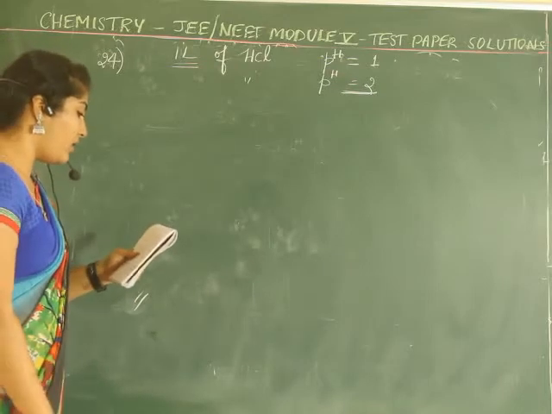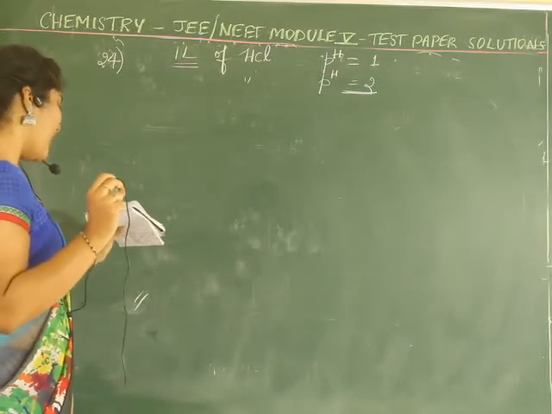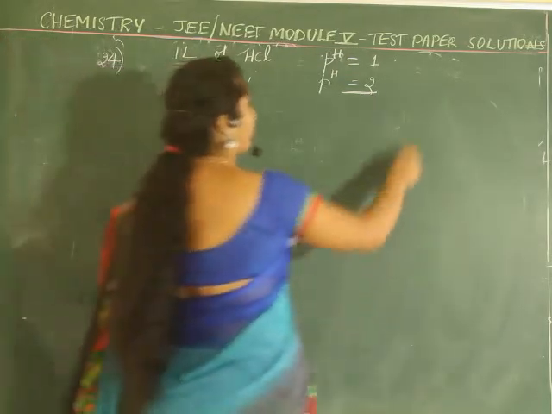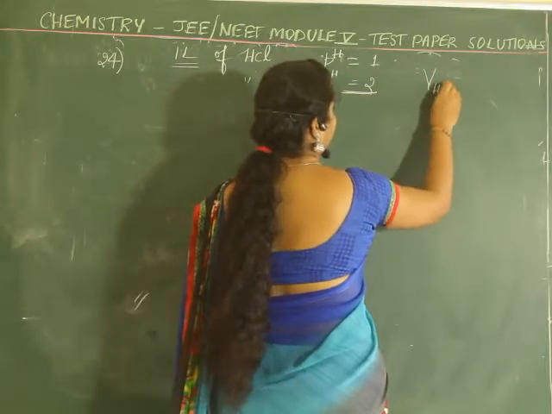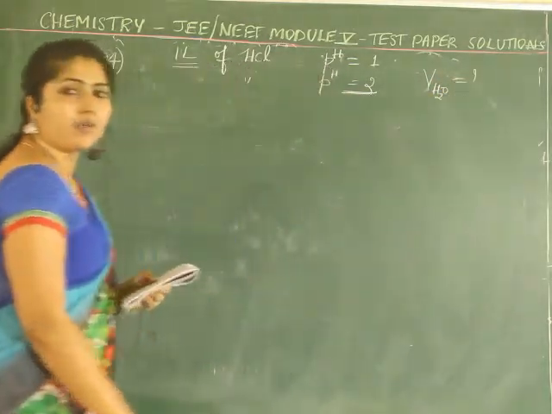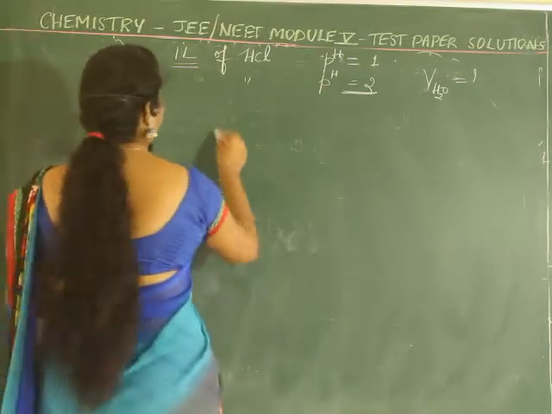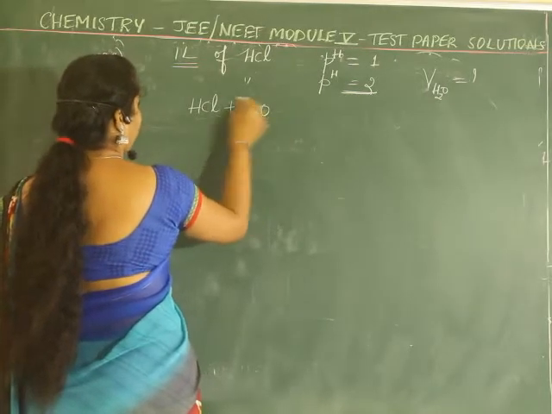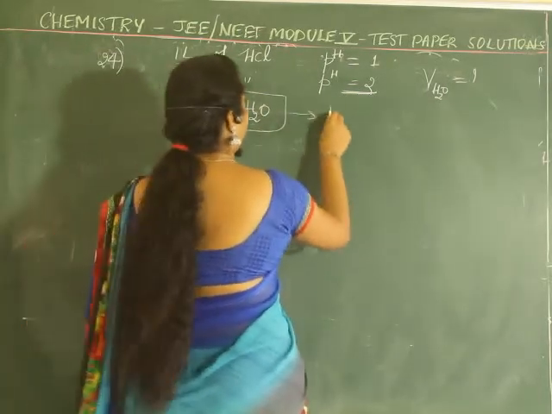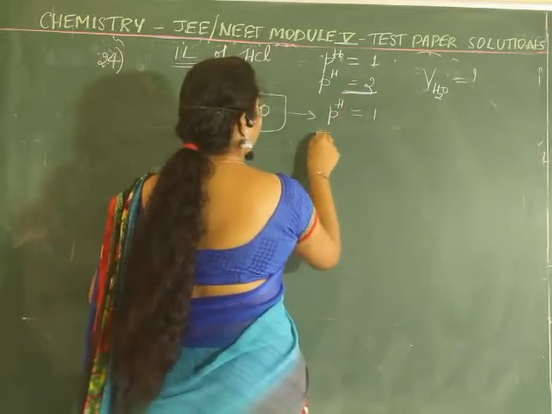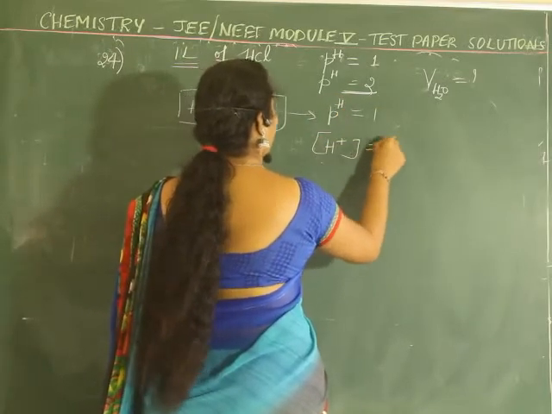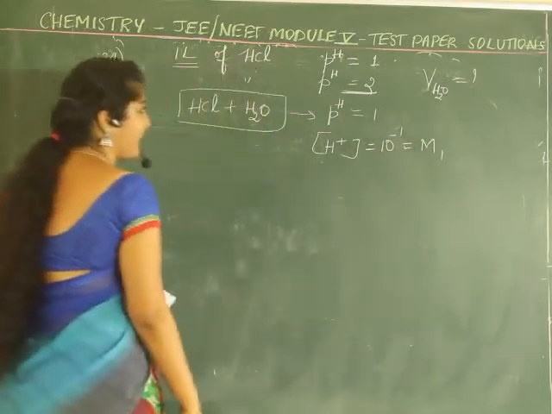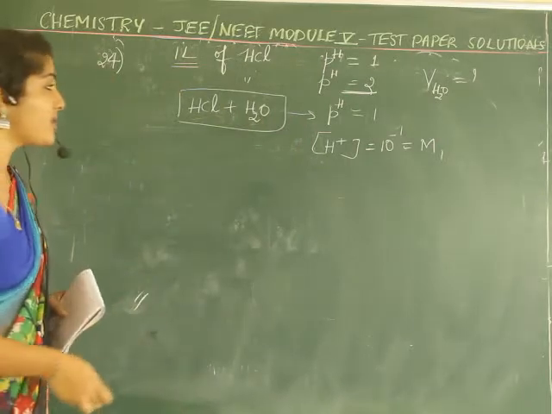So we have to see how many liters of water must be added. That is the question now. First, let us take the two conditions. Aqueous solution means HCl in water. This is one solution where the pH is said to be 1. That means the H plus ion concentration is 10 to the power minus 1. This is 1 molarity. That is the first solution's molarity.